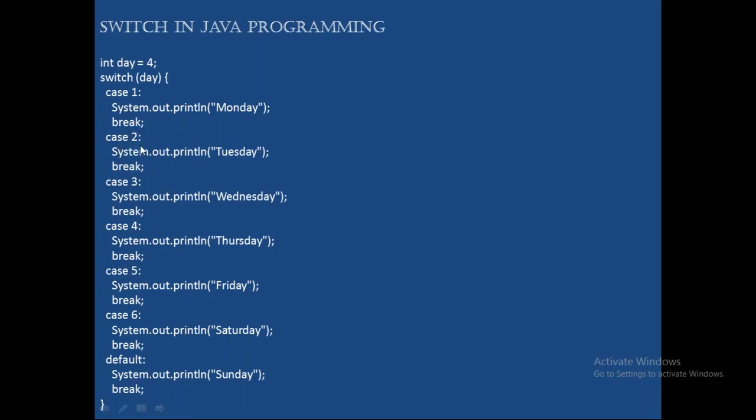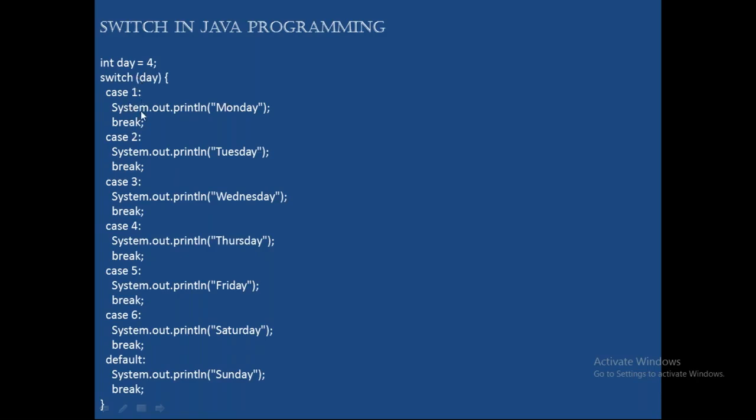Next, case 2, System.out.println Tuesday. So if you are passing day equal to 2, it will print Tuesday. If you are passing day equal to 3, it will be Wednesday. Day equal to 4, Thursday. So today is Wednesday, so I will say int day equal to 3, then it will print Wednesday, because it will check here.